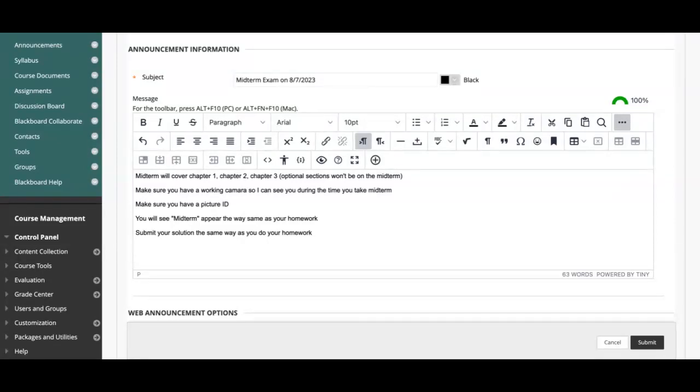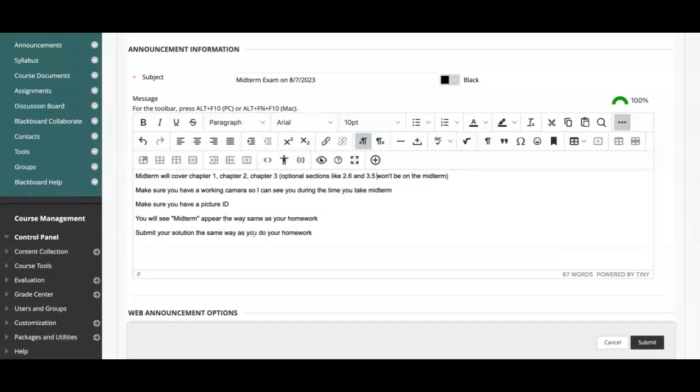Yeah, optional 2.6, 3.5. You're right. Optional sections, let me see. Like 2.6 and 3.5 will not be on the midterm. Any other questions? What about the ID? We have to submit also, yes.